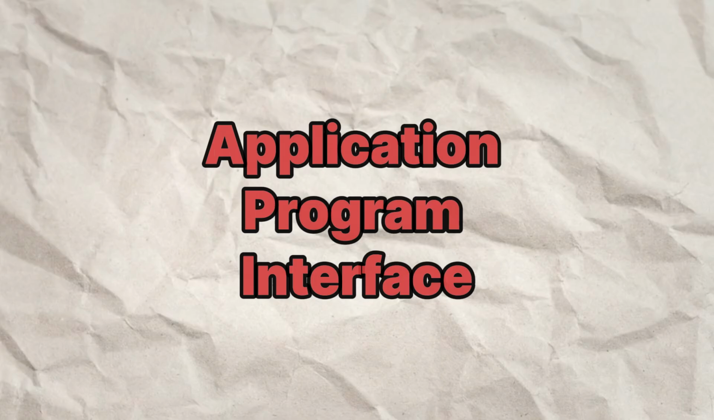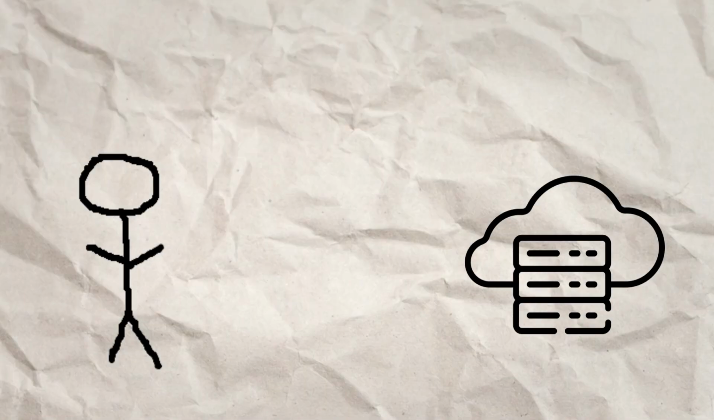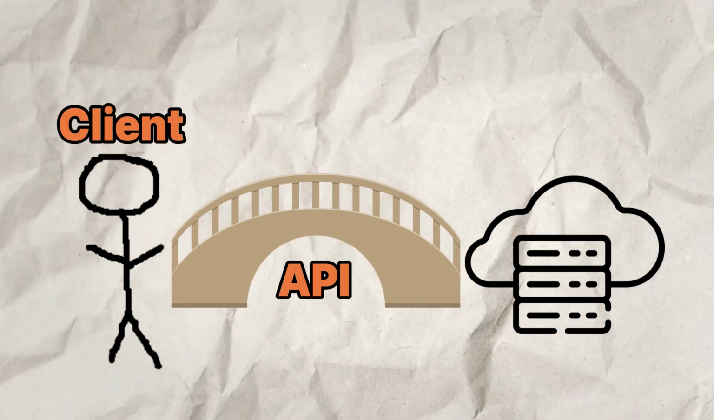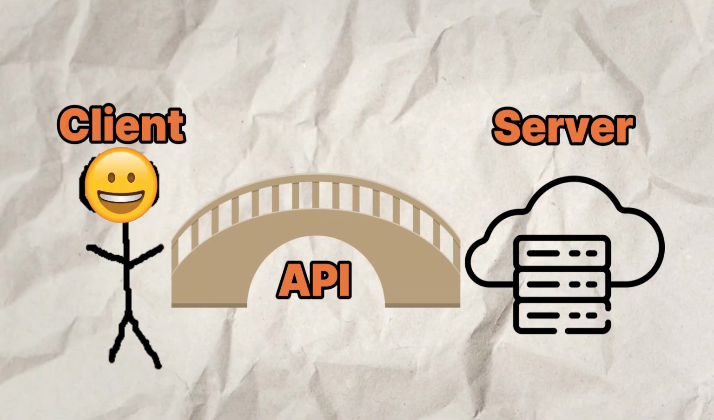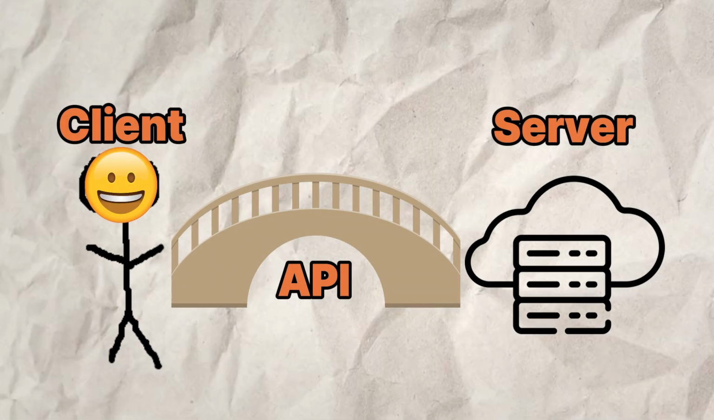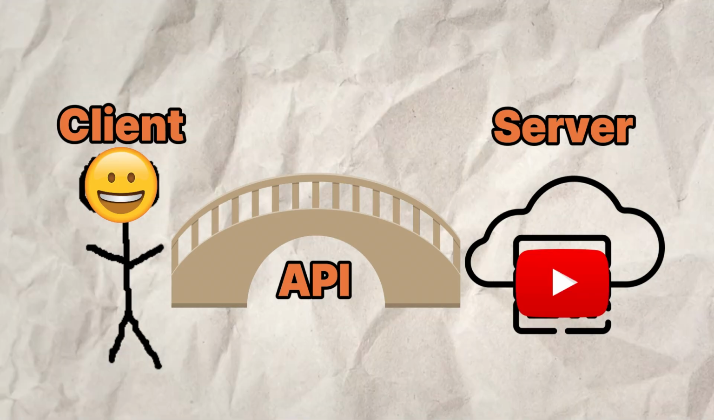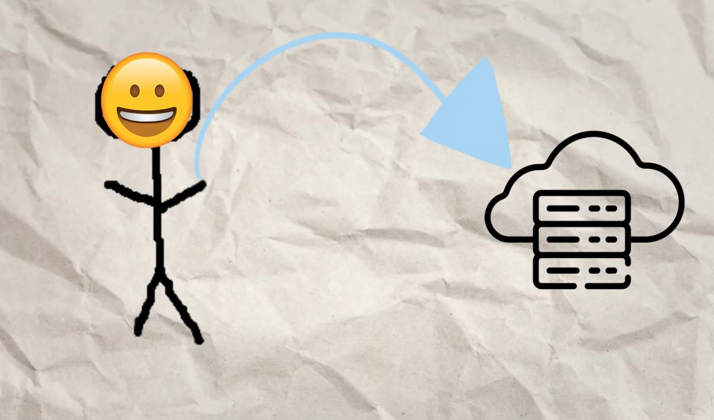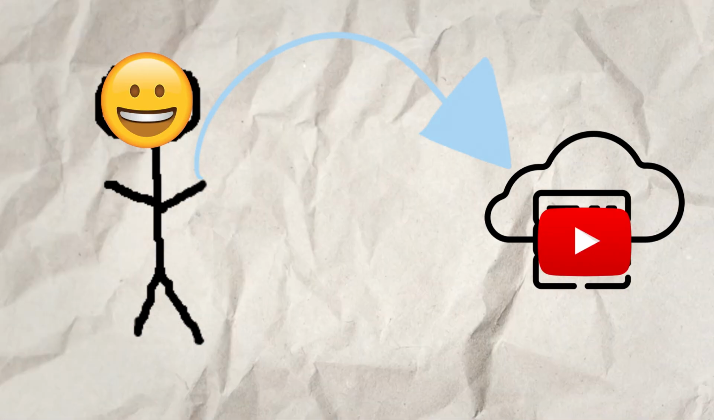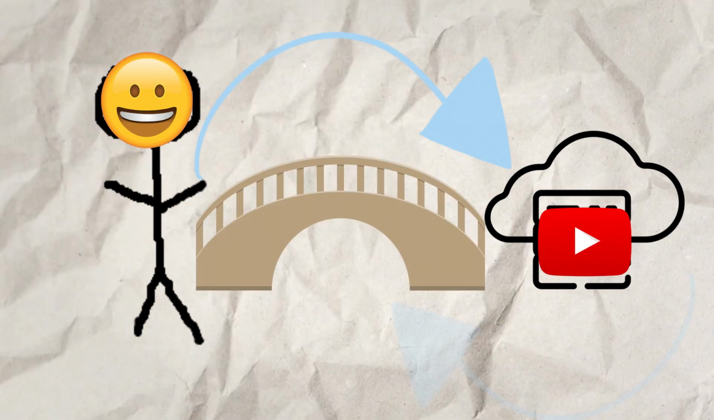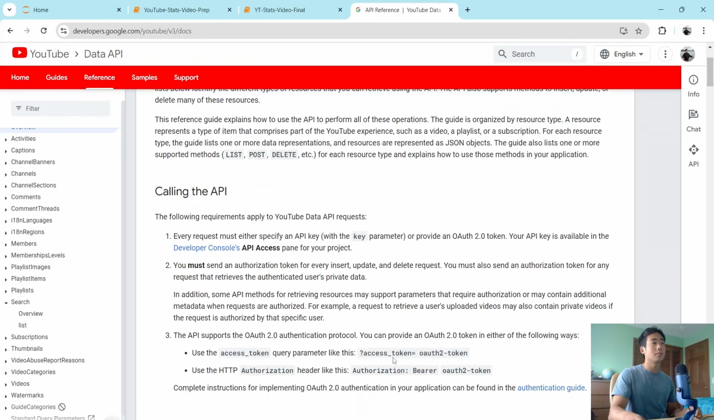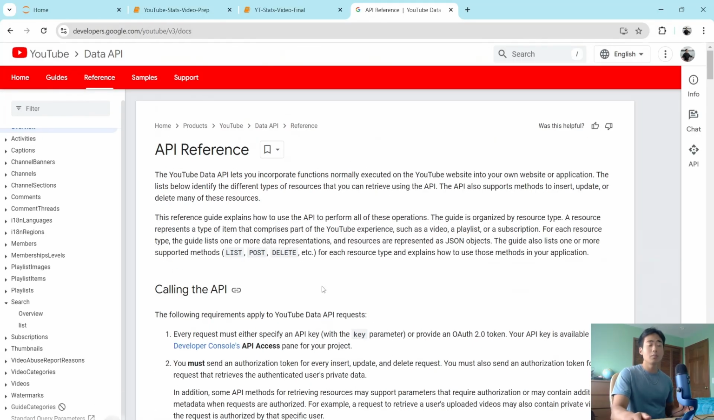API stands for Application Program Interface. In simple terms, think of an API as a bridge between two applications, the client and the server. In this case, you're the client and the server is whatever service you're using, which in this case is YouTube. So the API is going to let the client, which is me, send requests to the server, which is YouTube, through the API, and then the server is going to process my request and send a response back to me through the API.